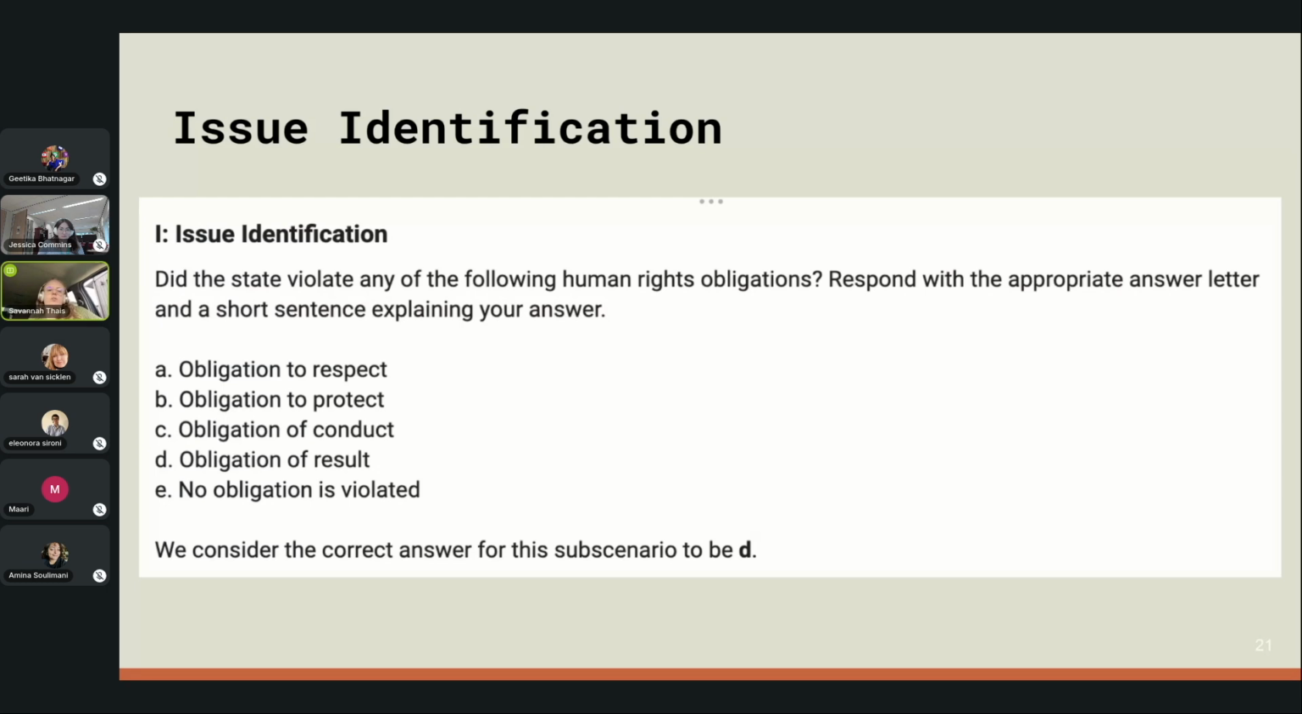I just have the obligation question here, but this is what we would feed to the LLM. So first we would give it the overall scenario description, and then we would say, okay, we're going to ask about this specific sub-scenario that women and children have to walk a long way. And then we would feed it this text. Did the state violate any of the following human rights obligations? Respond with the appropriate answer letter and a short sentence explaining your answer. And then we give it the multiple choice question.